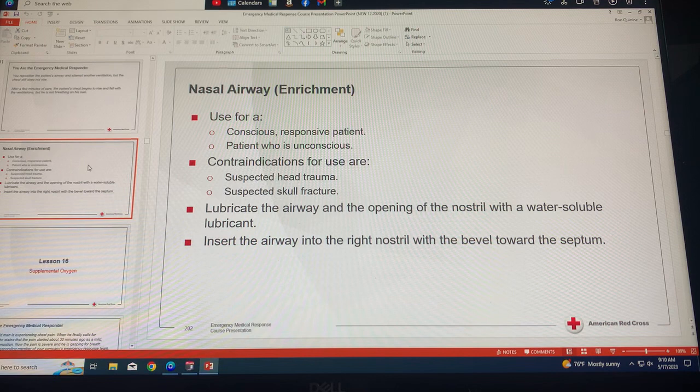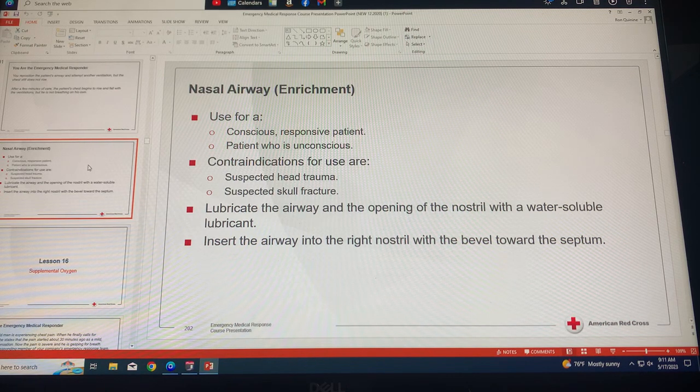When using an NPA, select the proper size. Measure the device on the patient to see that it extends from the angle of the jaw to the tip of the nose. Also, make sure the diameter of the NPA is not larger than the internal diameter of the nostril. To insert the NPA, lubricate the airway and the opening of the nostril with a water-soluble lubricant.